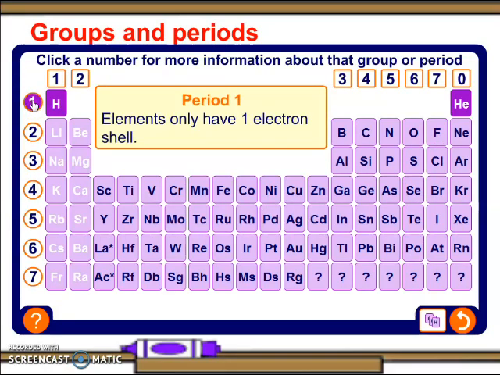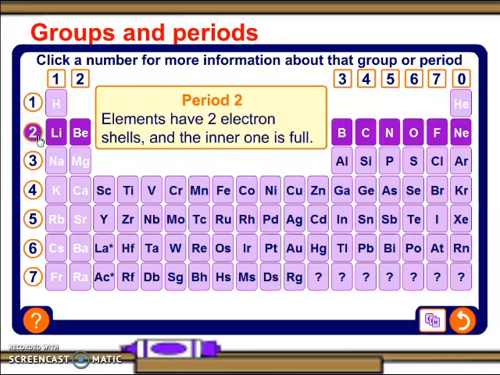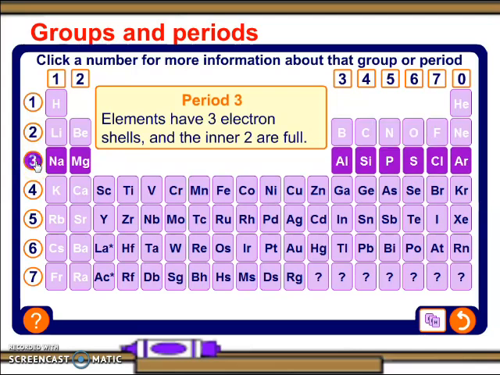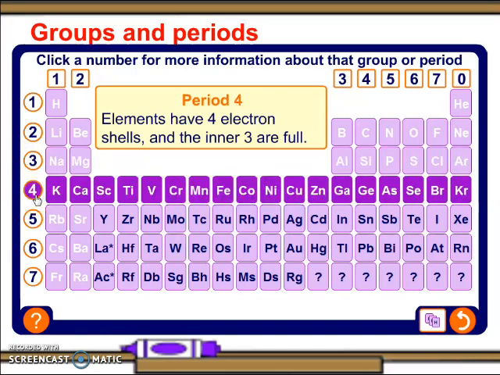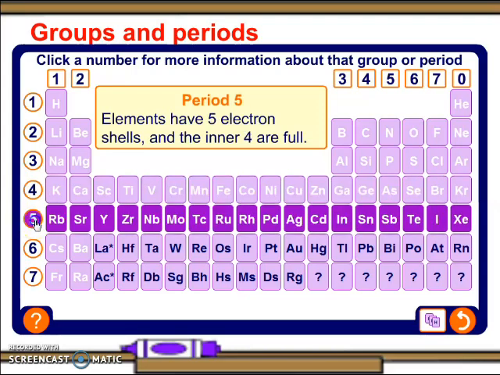Period 1 elements only have 1 electron shell. Period 2 elements have 2 electron shells and the inner one is full. Period 3 elements have 3 electron shells and the inner 2 are full. Period 4 elements have 4 electron shells and the inner 3 are full.